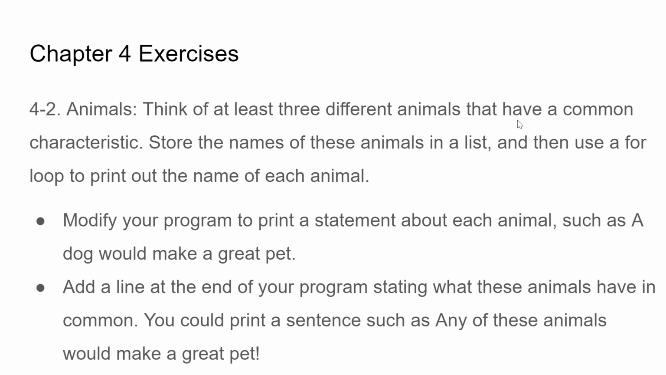So you notice this exercise is similar to what we did in exercise 4.1. It's all about a for loop iterating through a list, except this time we're working with another list, an animal list.